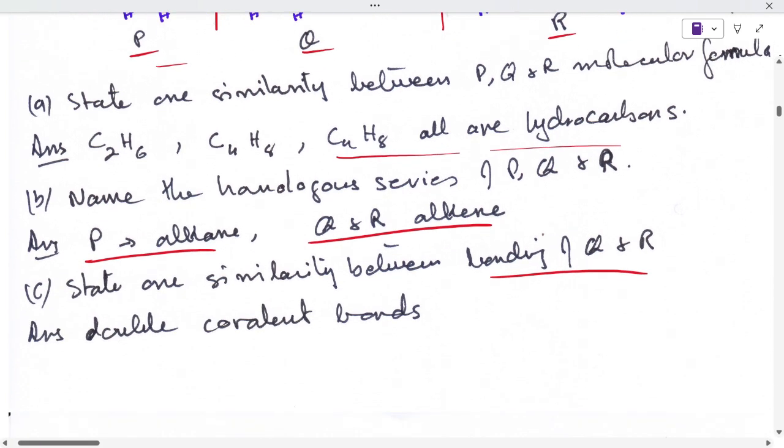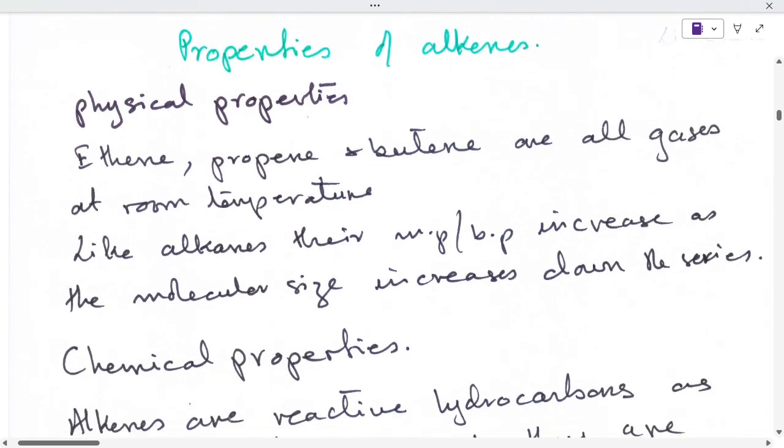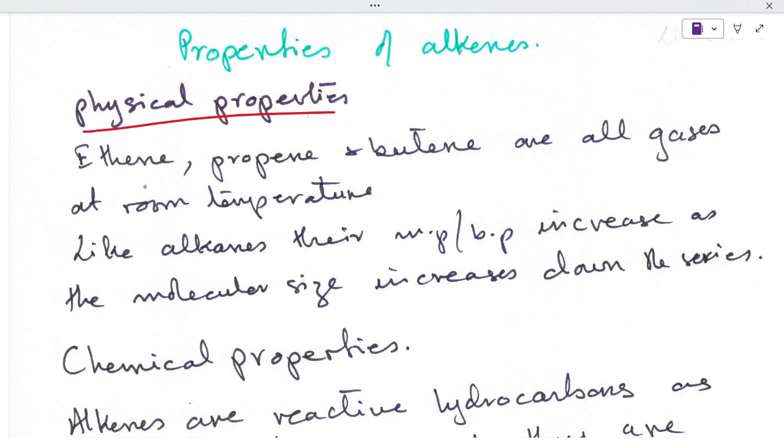Thank you. Now we come to properties of alkenes. First of all, physical properties. Now as you know that physical properties are related to their melting points and boiling points. So as their molecular masses increase or molecular size increase, their melting points and boiling point also increase and their state changes from gases to liquids and then viscous liquids.